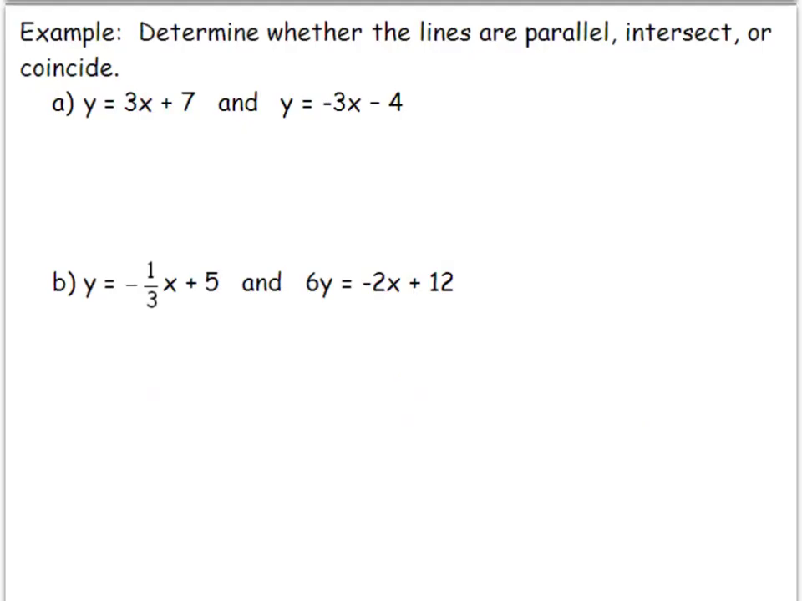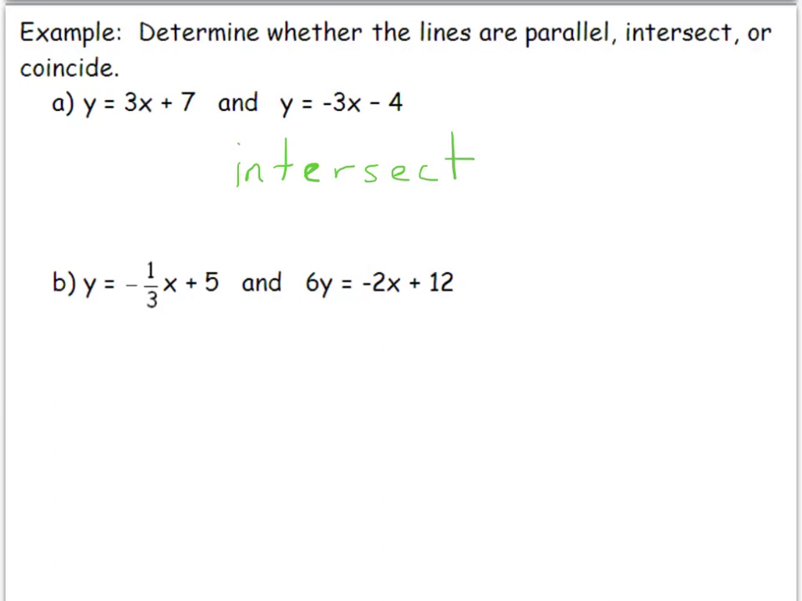So what we're going to do is go through a couple examples and determine whether the lines are parallel, intersecting, or coinciding. The first example says y equals 3x plus 7 and y equals negative 3x minus 4. When I look at these problems, the first thing I go to is the slope. Hopefully you notice that these slopes are different. As soon as I notice that the slopes are different, that means they cannot be parallel and they cannot coincide, therefore they are just intersecting. So these two lines intersect.